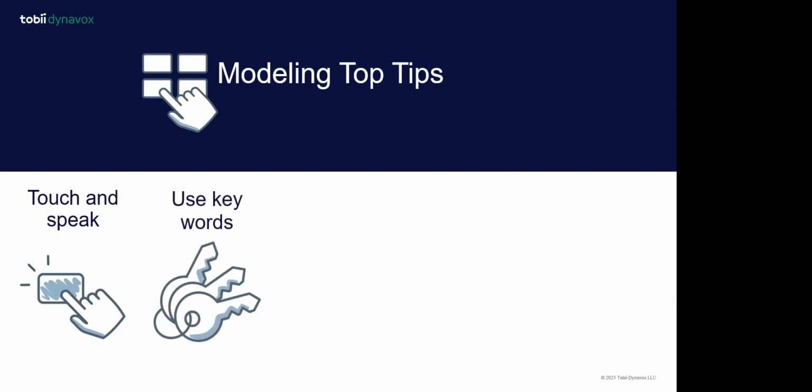I want to use keywords and I don't want to model every single word I say, but I do want to target particular words to support that growth for my communicator. I can also model 1 to 2 words above that current level to really assume that competence of my communicator and support that development.